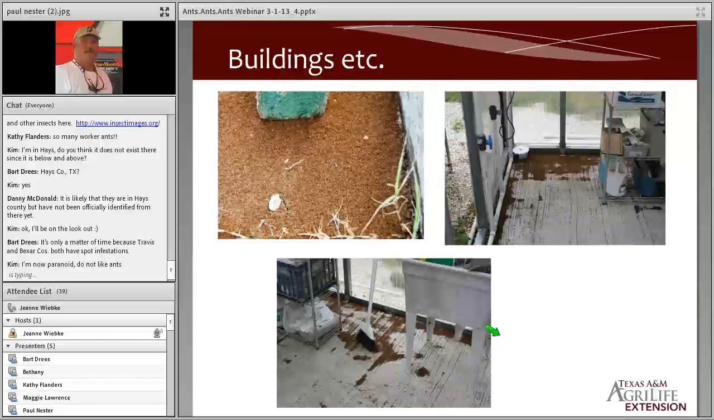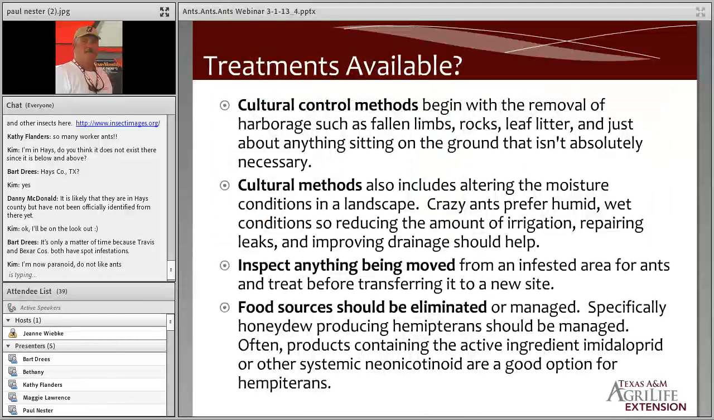This is an interesting picture. This is a master gardener greenhouse in South Harris County, and they have a problem with the raspberry crazy ant, and we are now working with them. They've become a small test site for us to see if there's different ways to manage them. So, are there treatments available?